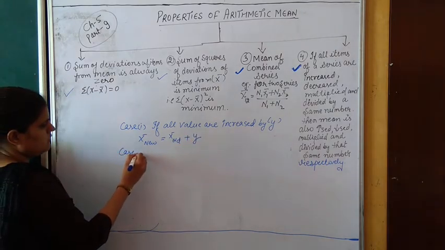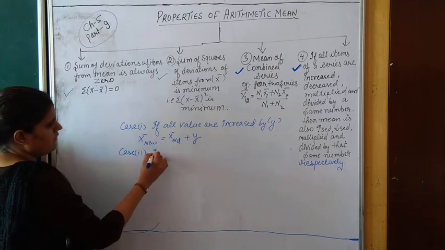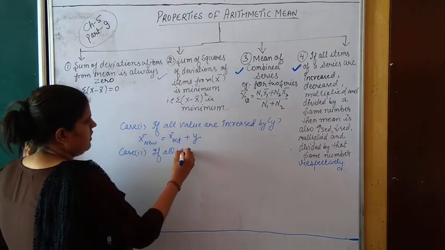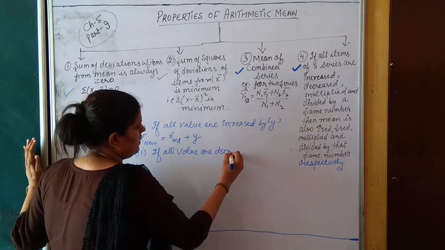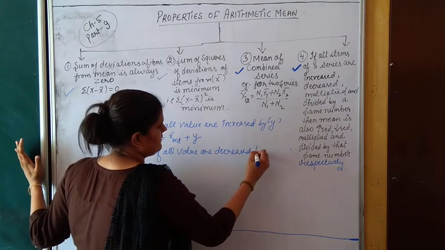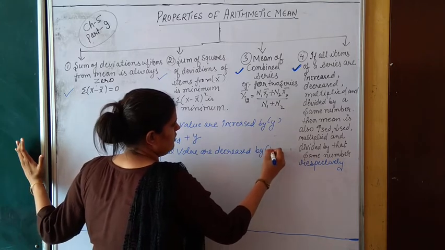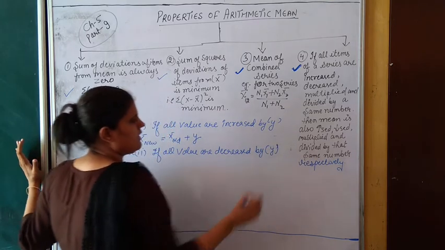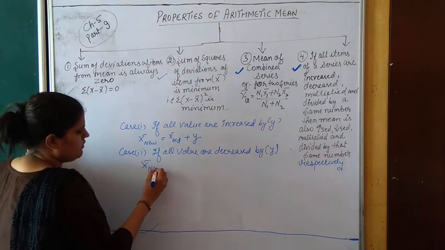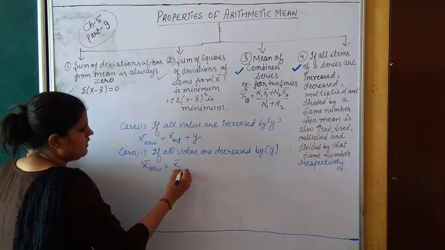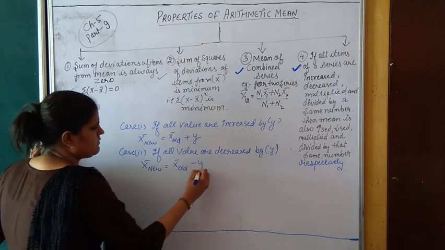Case 2: if all values are decreased by y, means all the terms are being decreased by y. So in this case, what will be our new mean? Our new mean will be old mean minus y.